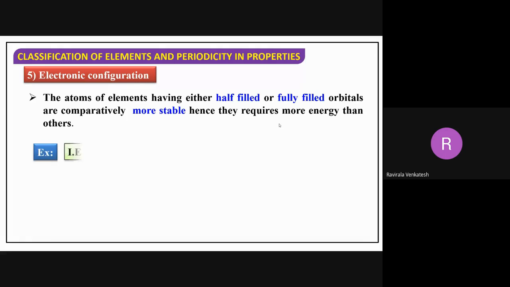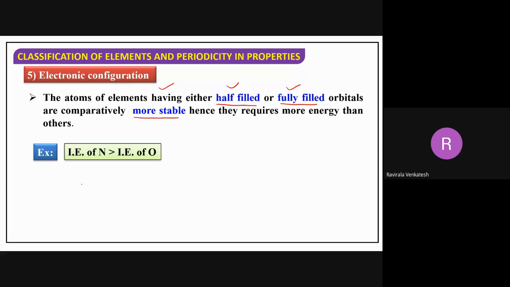Next, last one, electronic configuration. Whenever we get a half-filled configuration, you don't follow all the rules; all the rules will be violated. You have to follow the half-filled configuration or completely filled configuration. So whenever we get a half-filled or completely filled configuration, don't follow the other rules here. Follow the electronic configuration rule. Those which get half-filled and full-filled configuration have high ionization energy.